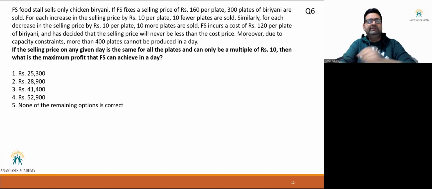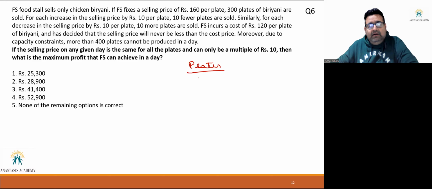Question number 6. There's a food stall that sells only chicken biryani. The selling price is 160, 300 plates are sold. Okay, they've given you one scenario where the number of plates is 300 and the price per plate is 160. This is one scenario.